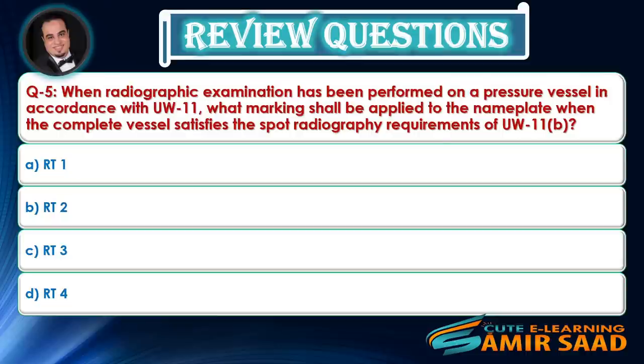Question number 5. When radiographic examination has been performed on a pressure vessel in accordance with UW11, what marking shall be applied to the nameplate when the complete vessel satisfies the spot radiography requirements of UW11(b)? Answer is C.